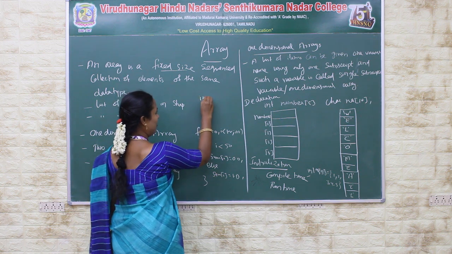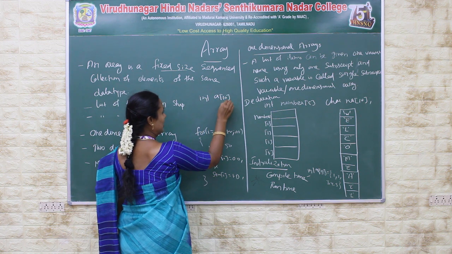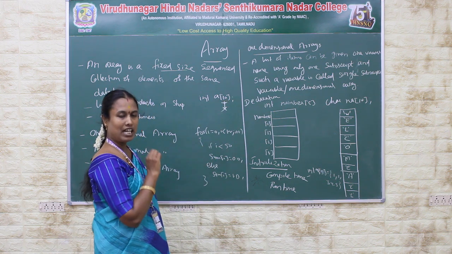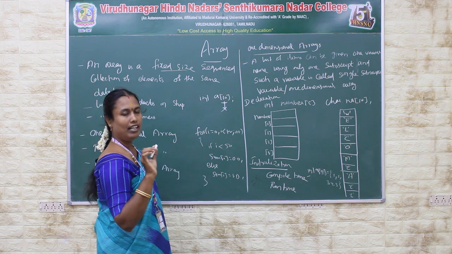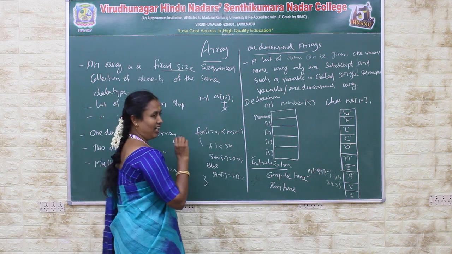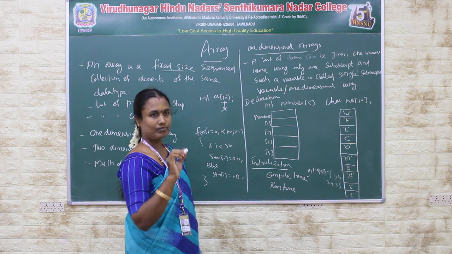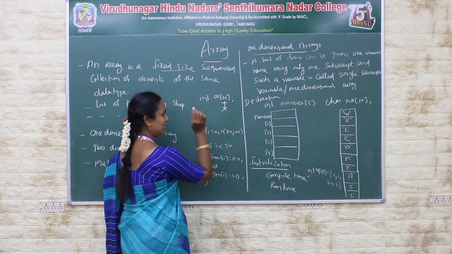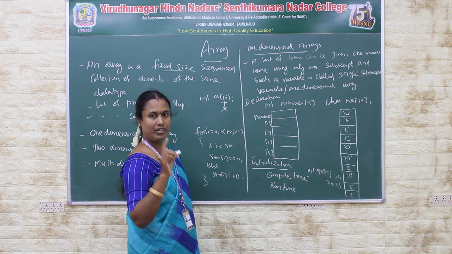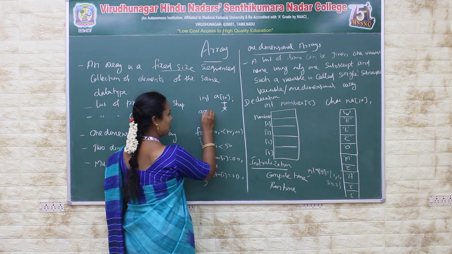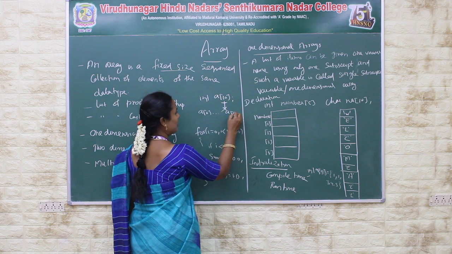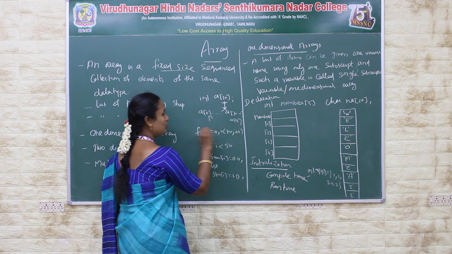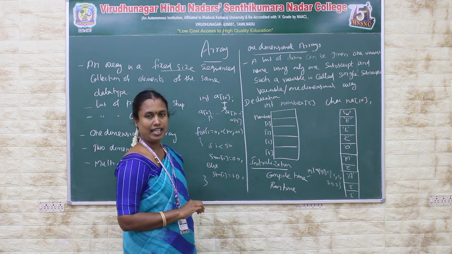For example, if I declare int a of 10, this 10 is the fixed size. With the fixed size specified, in this array I can store 10 elements in a continuous manner. Array indices always start with 0 and end with the number of elements minus 1. In this example, the size of the array is a of 10, so the first element index starts with 0 and ends with size minus 1, that is a of 9. So here I can store 10 different values belonging to the same data type.